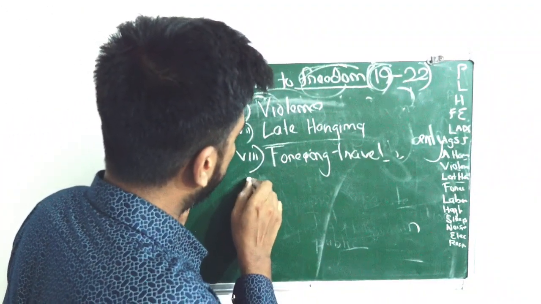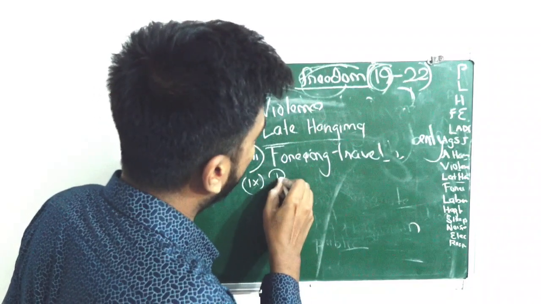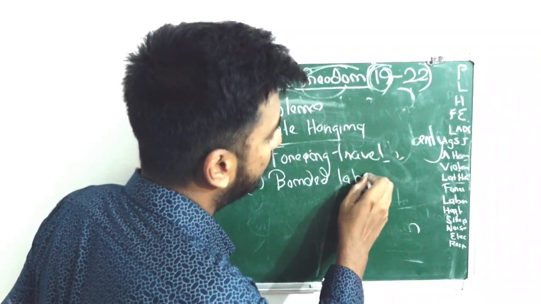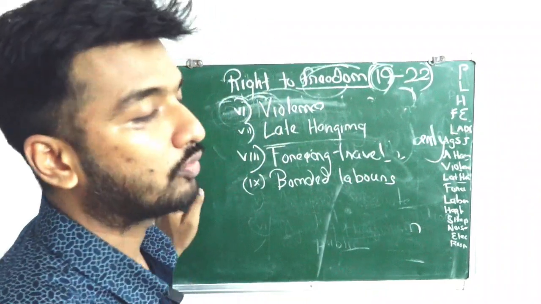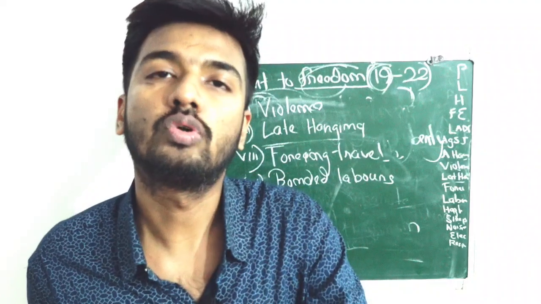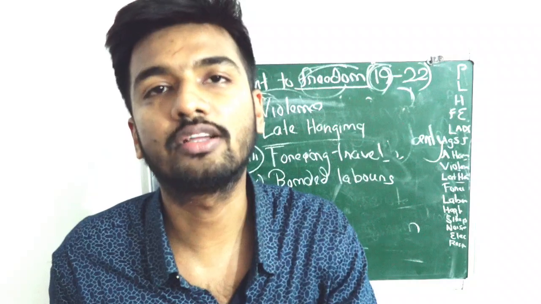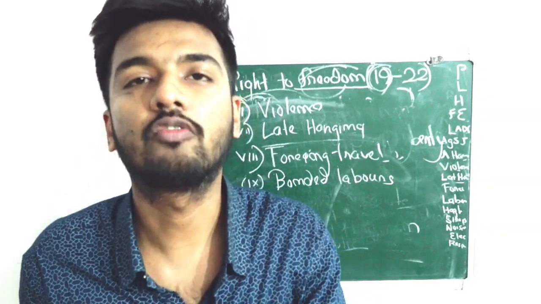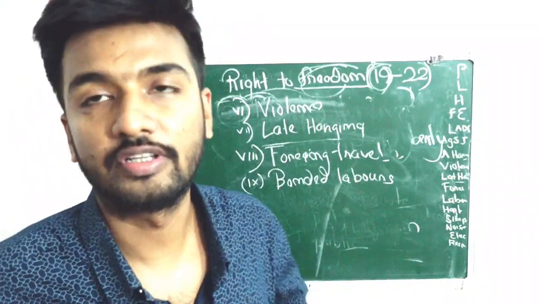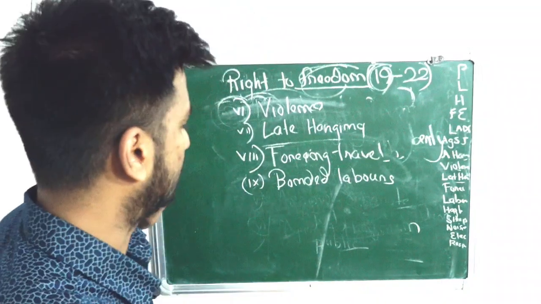Number 9 is the right against bonded labor. What does bonded mean? Bonded labor means no one can forcefully ask or force you to do his job. You have a right or freedom of choosing your own job. Nobody can force you. It is against the fundamental right of freedom. No one can make you a bonded labor.